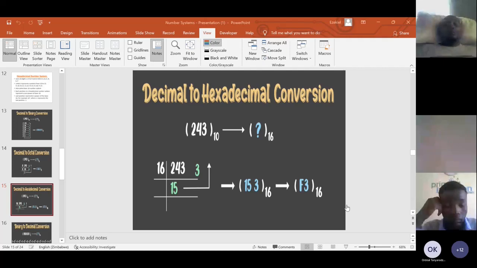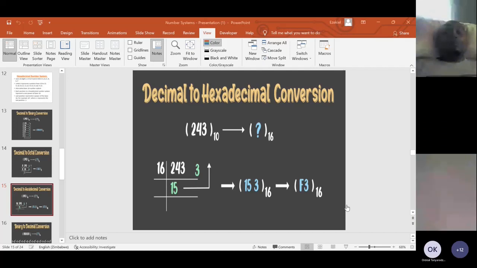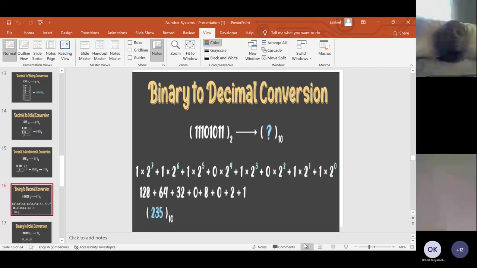Whereby we say 1 times 2 to the power 7. 7 is the current position of that number. So we say 1 times 2 to the power 7 plus 1 times 2 to the power 6, and we do the same with the other numbers. Then if we finish, we do our multiplication. 1 times 2 to the power 7, which is 128. 128 times 1 doesn't change, right? We leave it like that.